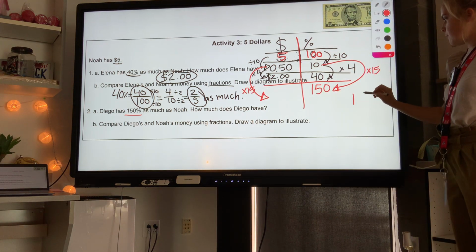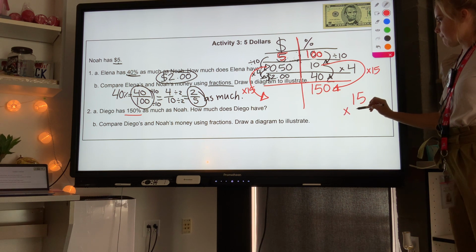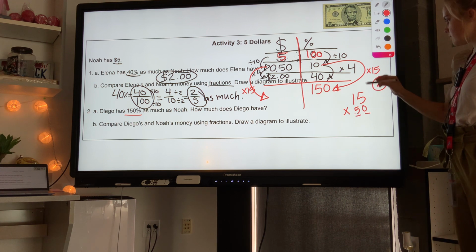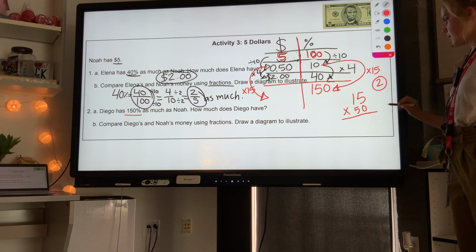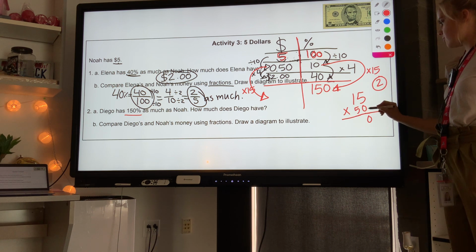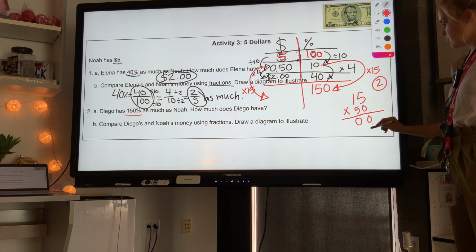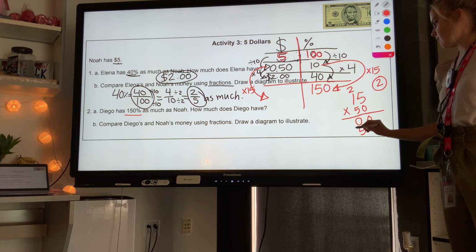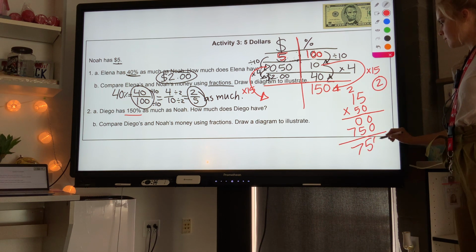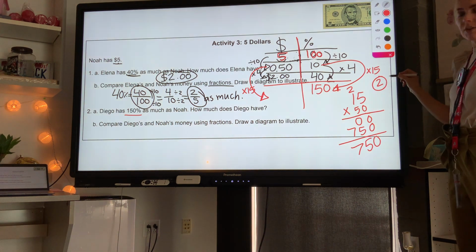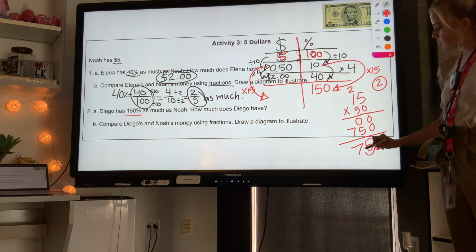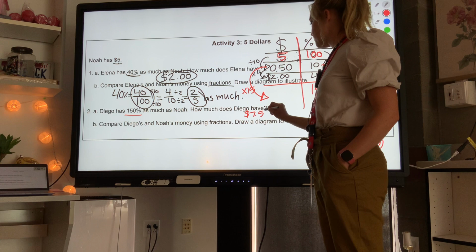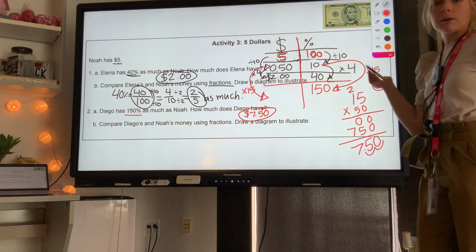Okay, so let's do it. 15 times 0.50. There are two numbers after my decimal place, so I get to erase the decimal and multiply. So 0 times 5, 0 times 1, okay. Next one, I add a 0. 5 times 5 is 25, 5 times 1 is 5, plus 2 is 7. So I add them up and I get 750. And I know for 50 cents there were two numbers after the decimal place, so I'm moving it 1, 2 times, placing my decimal. So that means Diego has $7.50. There's other ways to reason through it, but a table always works.